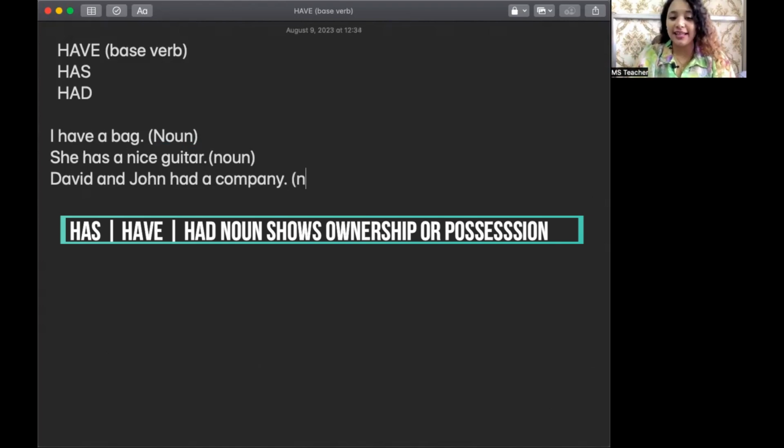So in any case, we are going to use has, have, had with a noun if we want to show ownership or possession. Similarly, have, has, and had can also be used with verbs. Let's take a look at some examples.